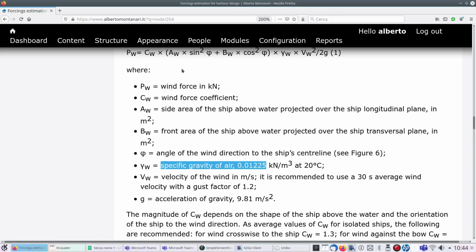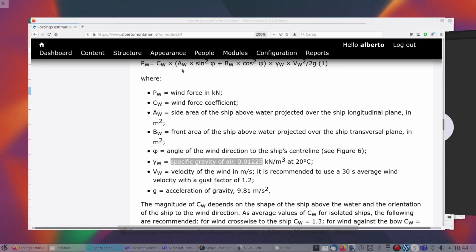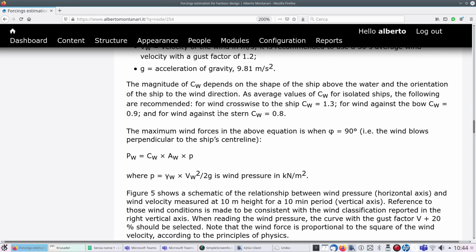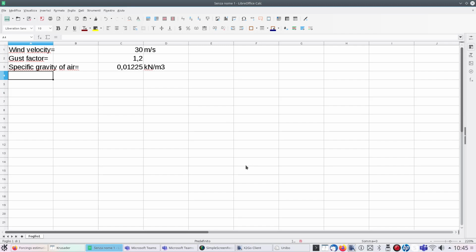Let me see what is the unit. It is kilonewton per cubic meter. Good. Now, I can compute the wind pressure. The wind pressure is given by this relationship here. Let me take gamma W times wind velocity squared divided by 2g, okay? So, let me put here gravity equal 9.81, and then I can compute the wind pressure.